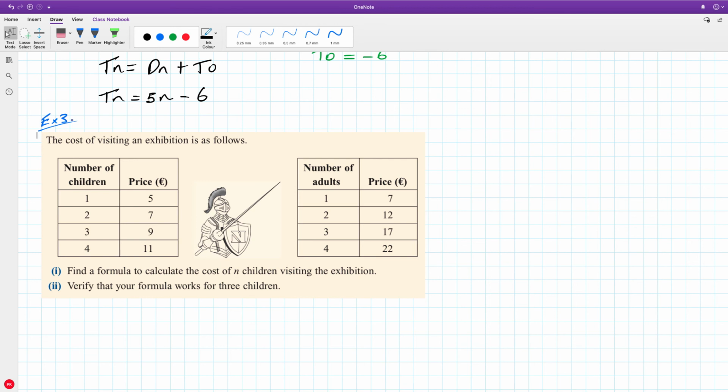Find Tn. That's exactly what they're asking us. See what I mean? They make the questions more complicated than they need to be. So I want you to find Tn for me. For the children.